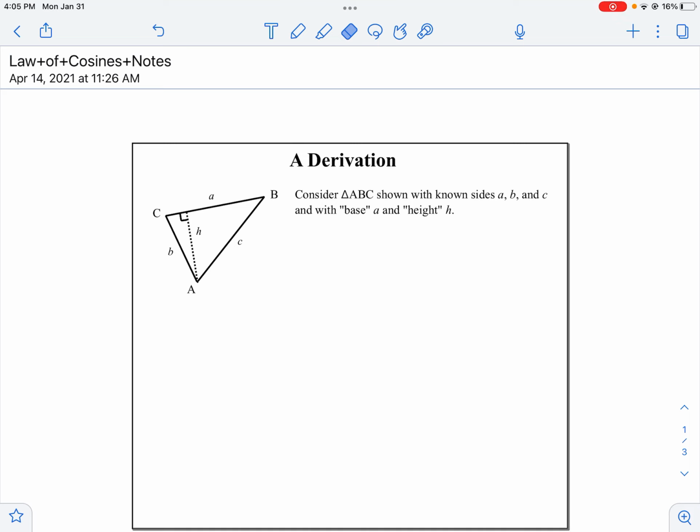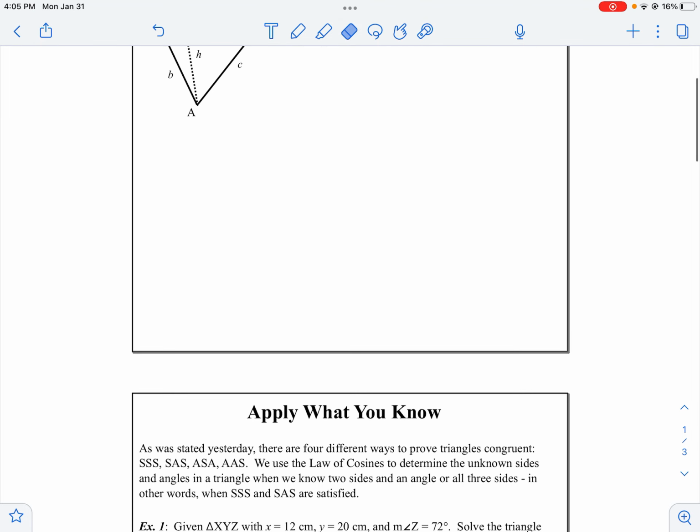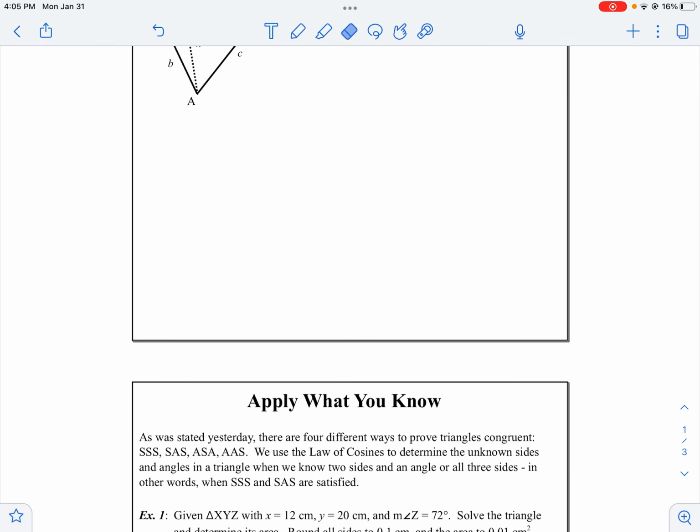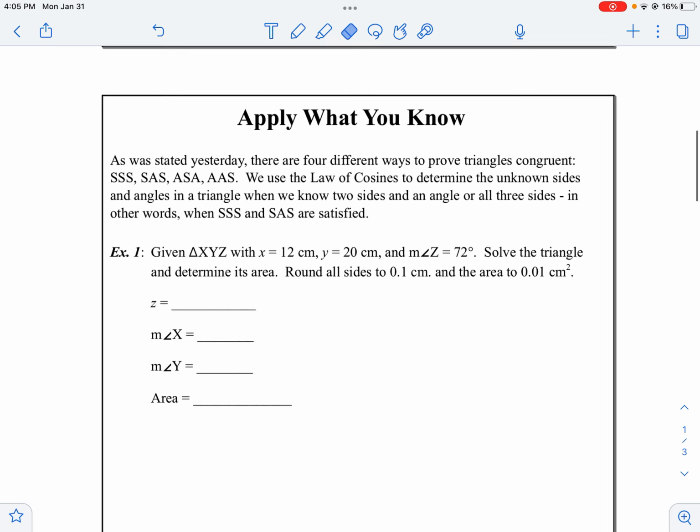We are going to take a look today at the law of cosines. I like to personally refer to the law of cosines as the Pythagorean theorem on steroids. And you'll see what I mean by that in just a little bit. So we've been dealing with the law of sines the last couple of days. So now today we want to look at the law of cosines.